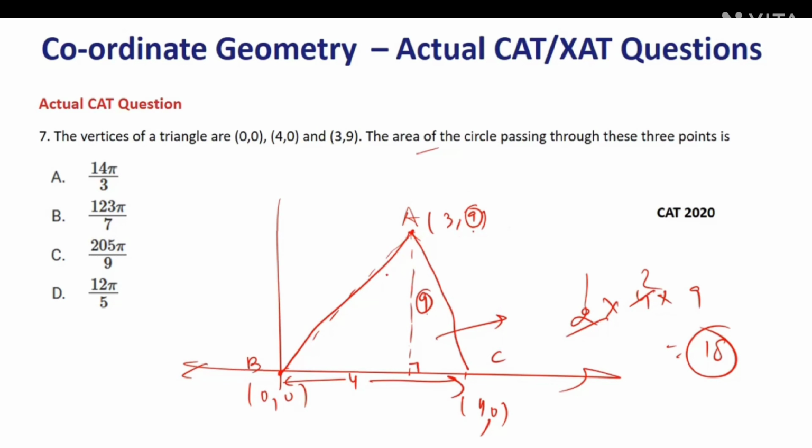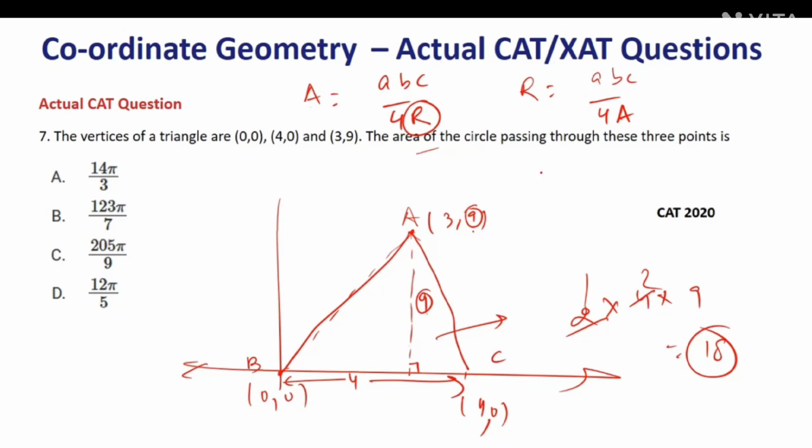Now, how do you calculate the circumradius in this case? We know a formula for area of a triangle. Area is given as ABC upon 4R, where R is the circumradius. So capital R will be ABC upon 4 into the area.